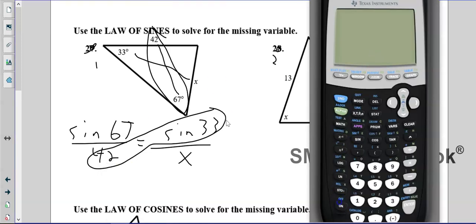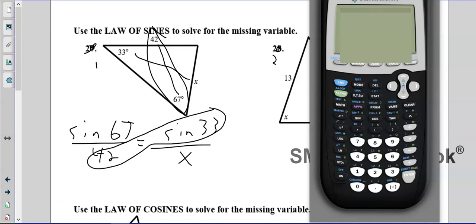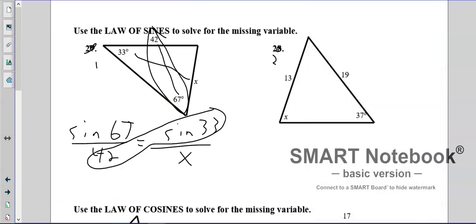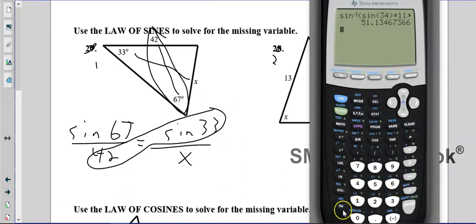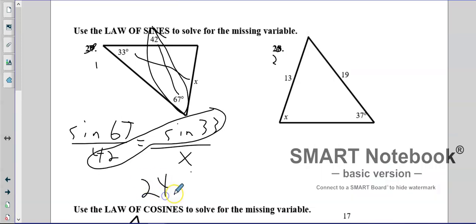So, if my calculator would work, that'd be great. So we just type in 42 times sine 33. Make sure you close parentheses. Divided by sine of 67. Here it doesn't matter if you close parentheses or not because there's nothing after it. And there you go. 24.85, so 24.9.